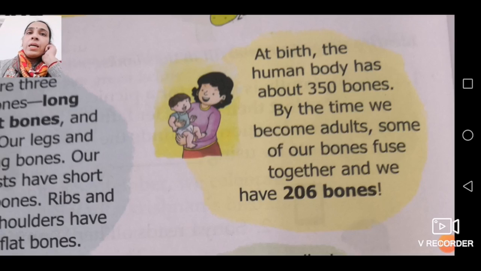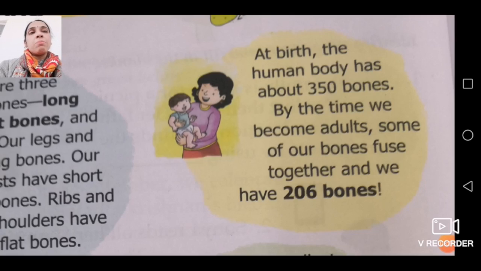If somebody asks how many bones a newborn child has, the answer is more than 300, about 350 bones, but the exact number is more than 300 only. And as the child becomes an adult, the bones fuse together and form a certain number of bones, which becomes 206.